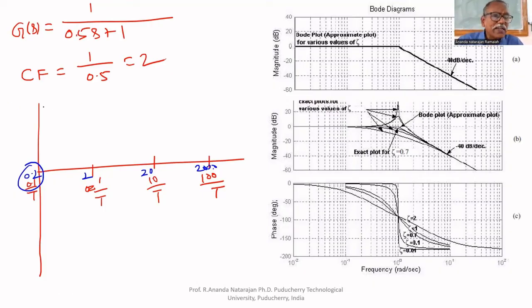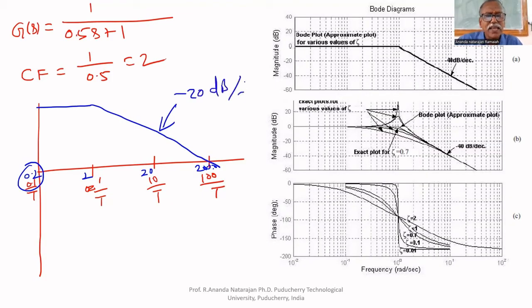Therefore, up to 1 by tau, it is 0. After that, it becomes minus 20 dB per decade. After corner frequency, this is corner frequency. After corner frequency, it decreases like that. This is the frequency response for first order system.